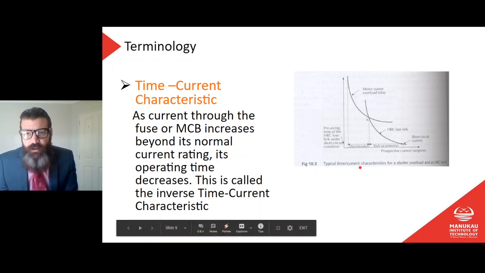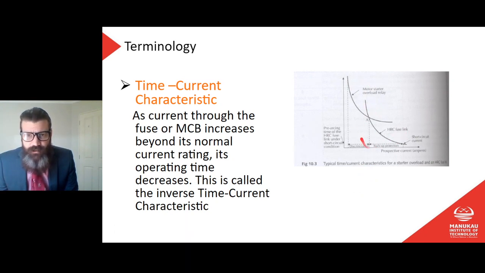If we look at the diagram here, we've got motor starter, overload relay, and HRC fuse link. Pre-arcing time of the HRC fuse under short circuit condition, that's here, discrimination, backup protection, and so on. So we have the current, and then on this axis here is going to be time. So at a small overcurrent, it's going to take a long time for that to operate. Then as the current increases, our time to operate comes down. And then we've got an overlap there with our secondary protection.